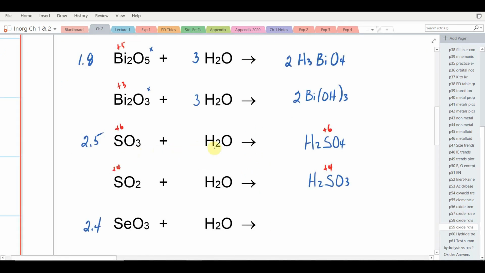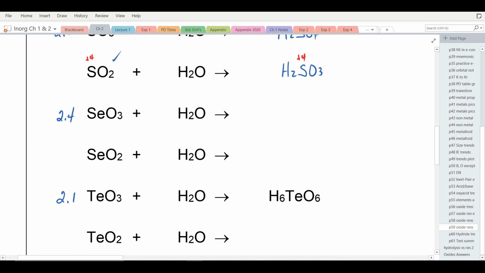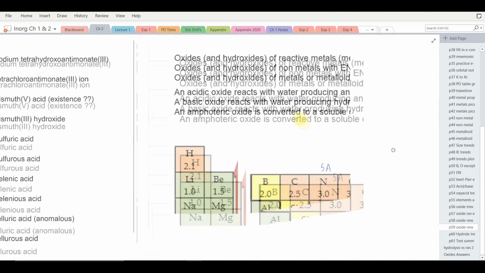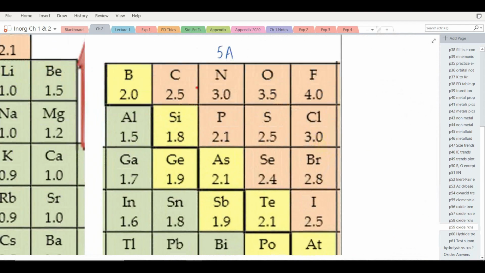Well, it looks like it is balanced. And how about this one? Looks like it is balanced. So those are something you're certainly responsible for. We go down, we got selenic oxide, Selenium-6, and we get selenous oxide. Take a look at selenium. So selenium is still just barely a nonmetal with an electronegativity that's greater than 2. Therefore, it should in fact be acidic.